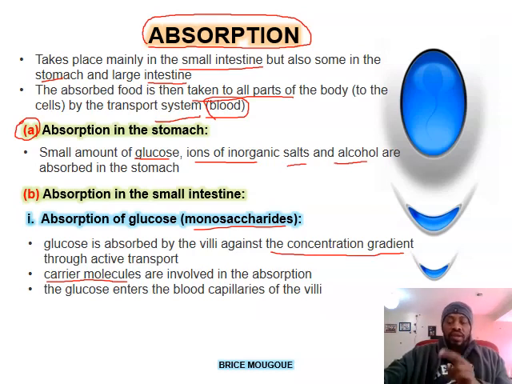And there are two paths through which substances can enter into the villi. It's either they enter into the lymph or the lacteal, or they enter into the capillaries. Those will be the blood vessels. So glucose specifically enters the villi into the blood capillaries.